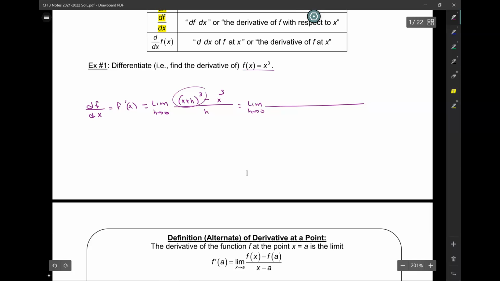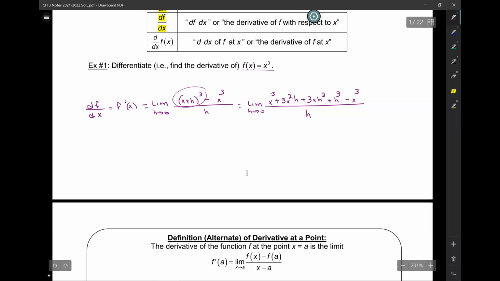You may or may not remember the formula for a binomial cubed. I'll tell you, it's x cubed plus 3x squared h. I'm sorry, they're all pluses. Plus 3xh squared plus h cubed minus x cubed, all over h.